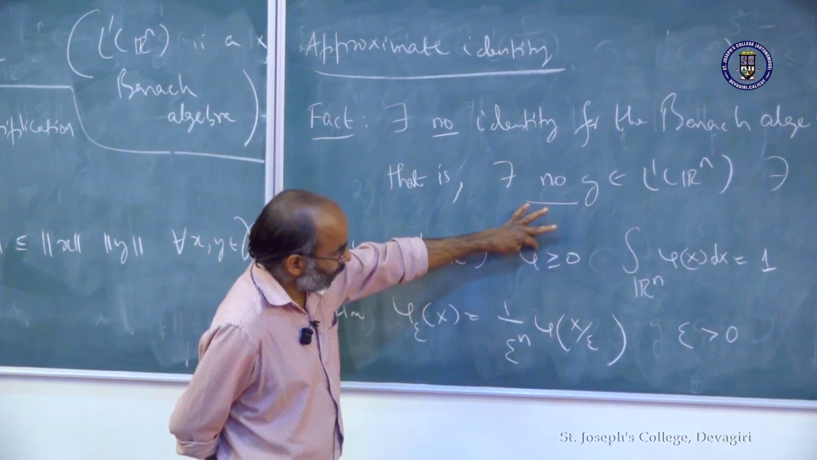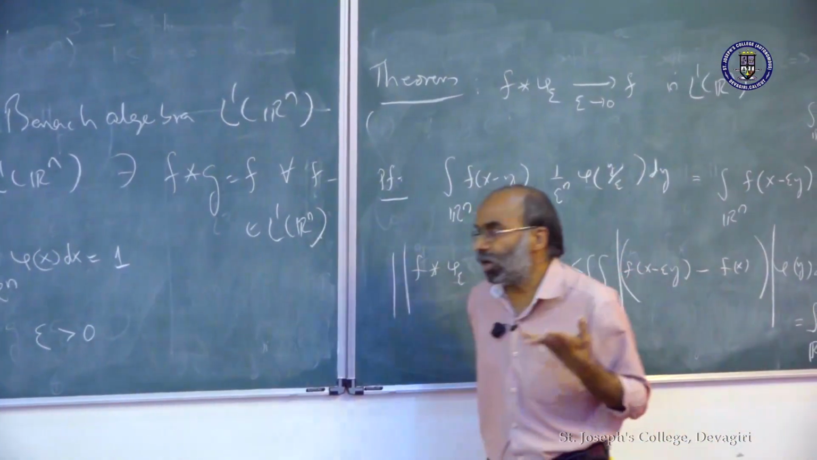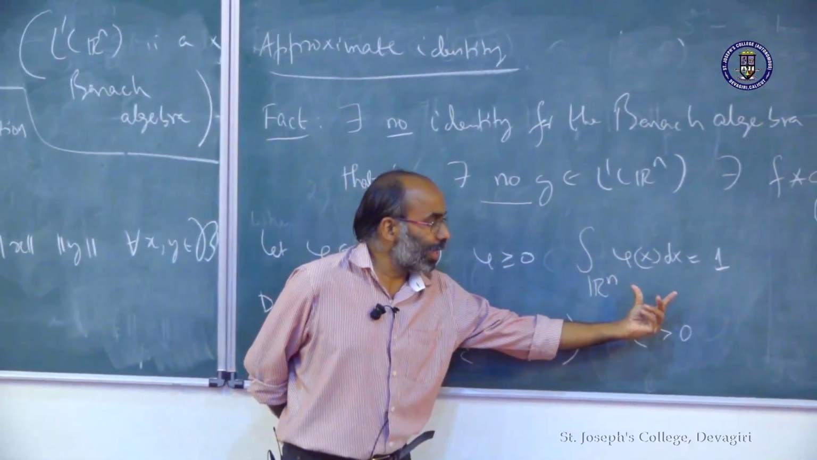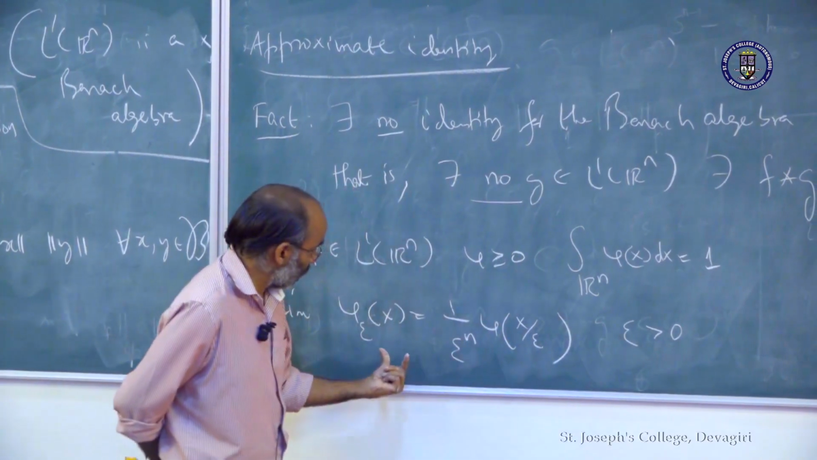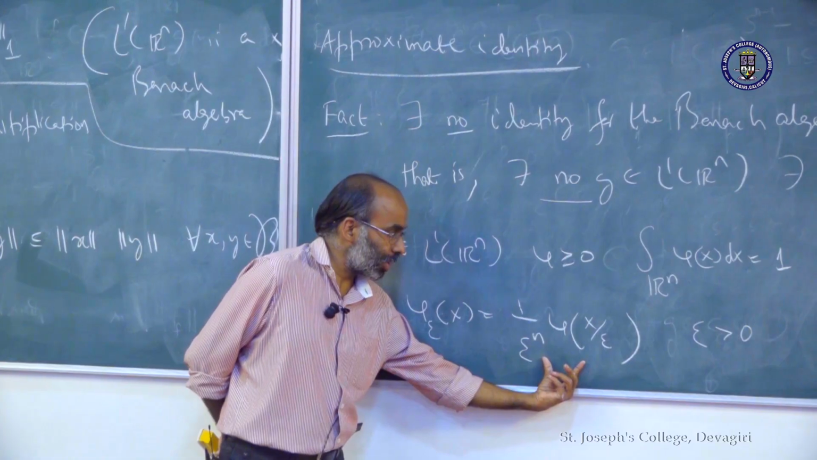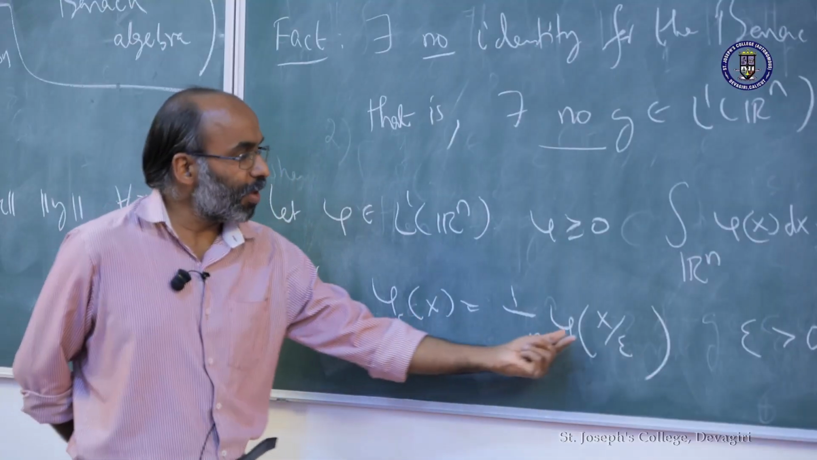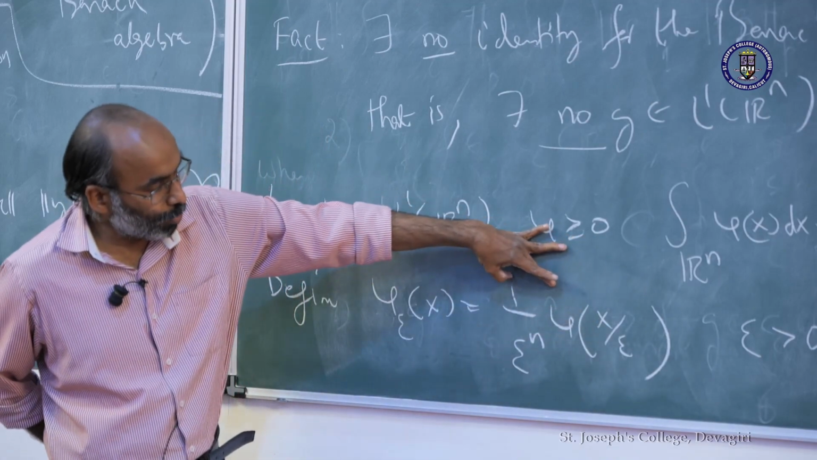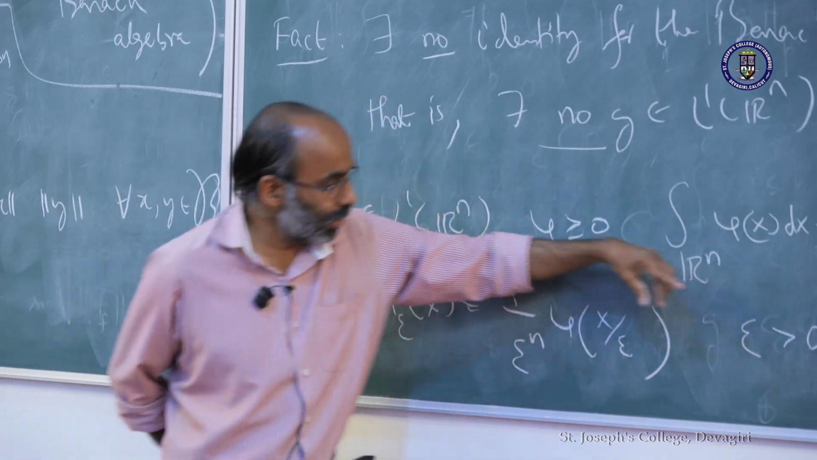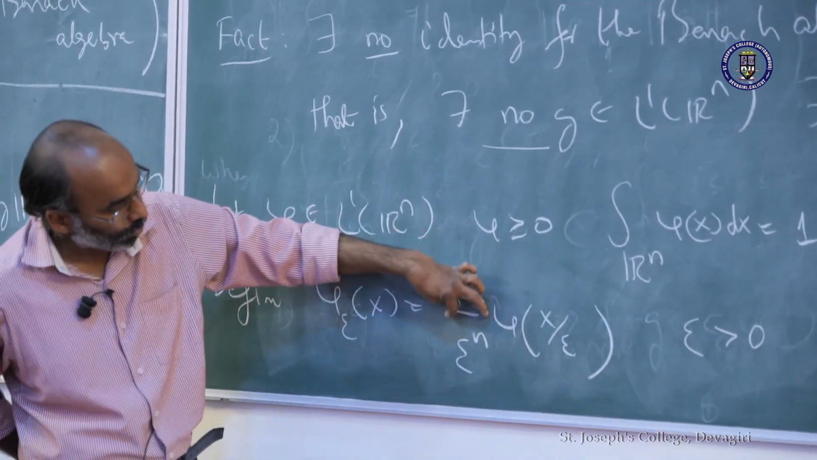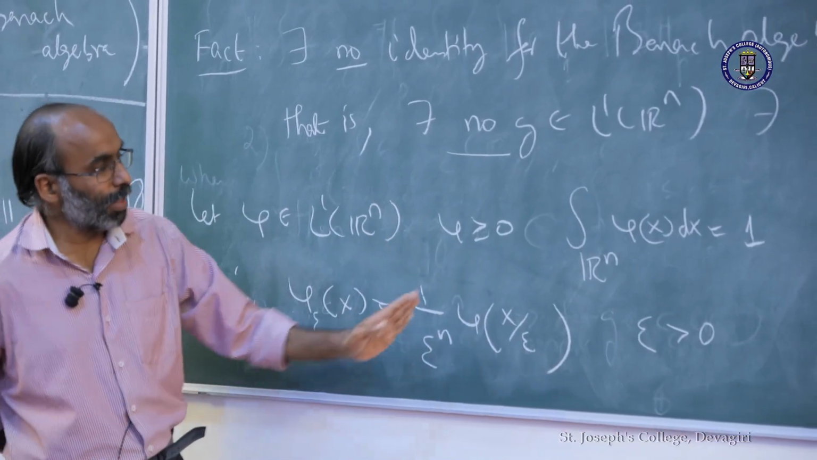So, let me repeat this. I do not need positivity, okay, because I can take the modulus of phi here, but most of the approximate identities we use will be positive. The main thing is the integral is 1 and we dilate. So, dilation is something which you should understand: phi of x by epsilon, and 1 by epsilon to the n. This makes the integral always 1, because I am multiplying by the Jacobian of the transformation here. So, when I integrate this, this is simply the integral of phi.